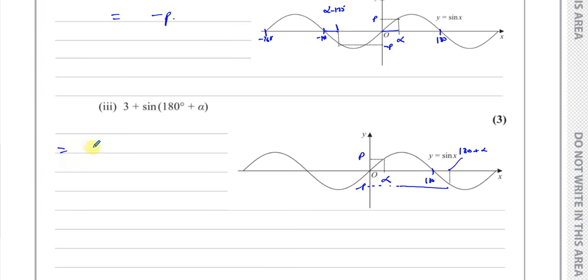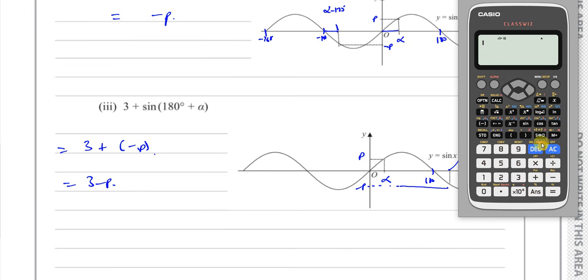So this is going to equal 3 plus negative p, so it's 3 minus p. That's the answer, 3 minus p, because we've got to add 3 to it. So it's 3 plus, this is negative p, so 3 minus p. And we can again test the answer by using, for example, 30 degrees. We could use even any acute angle.